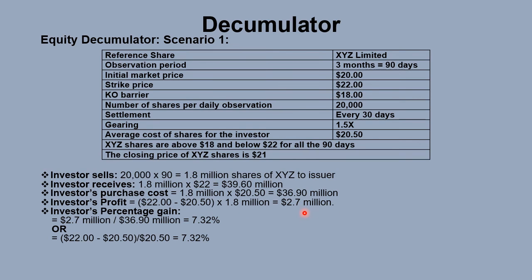$22 is the strike price at which the shares were sold, and $20.5 is the average price at which the shares were purchased by the investor. The percentage gain will be $2.7 million divided by 1.8 million into $20.50. The denominator is the purchase value for the investor, which is equal to $36.9 million, so $2.7 million divided by $36.9 million is 7.32%. You can also calculate the percentage gain as $22 minus $20.5 divided by $20.5, which is again 7.32%.